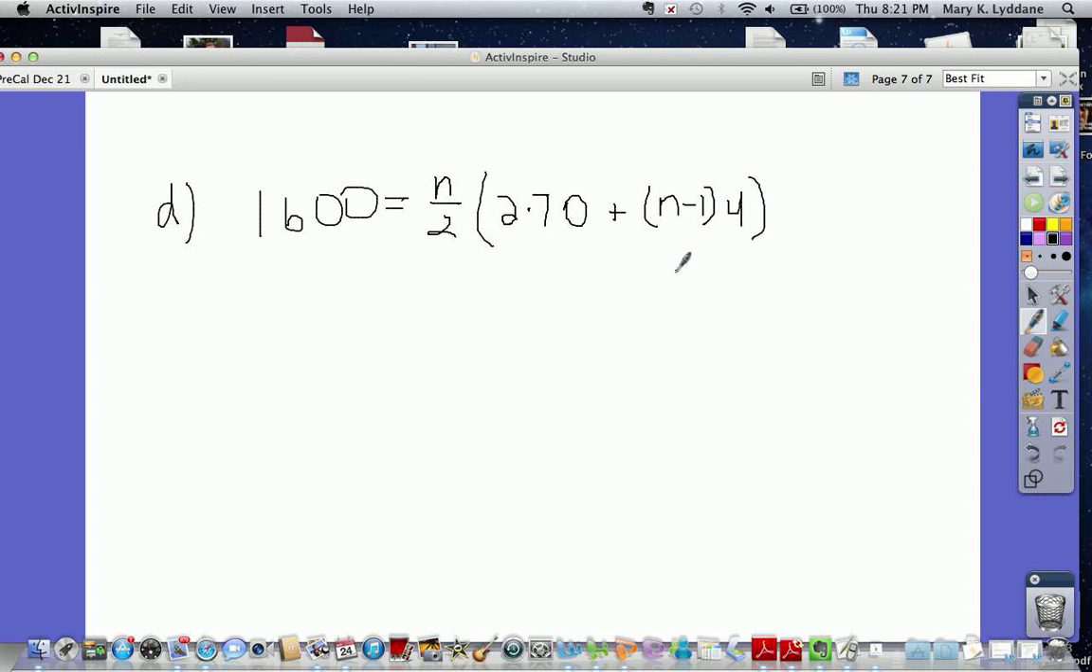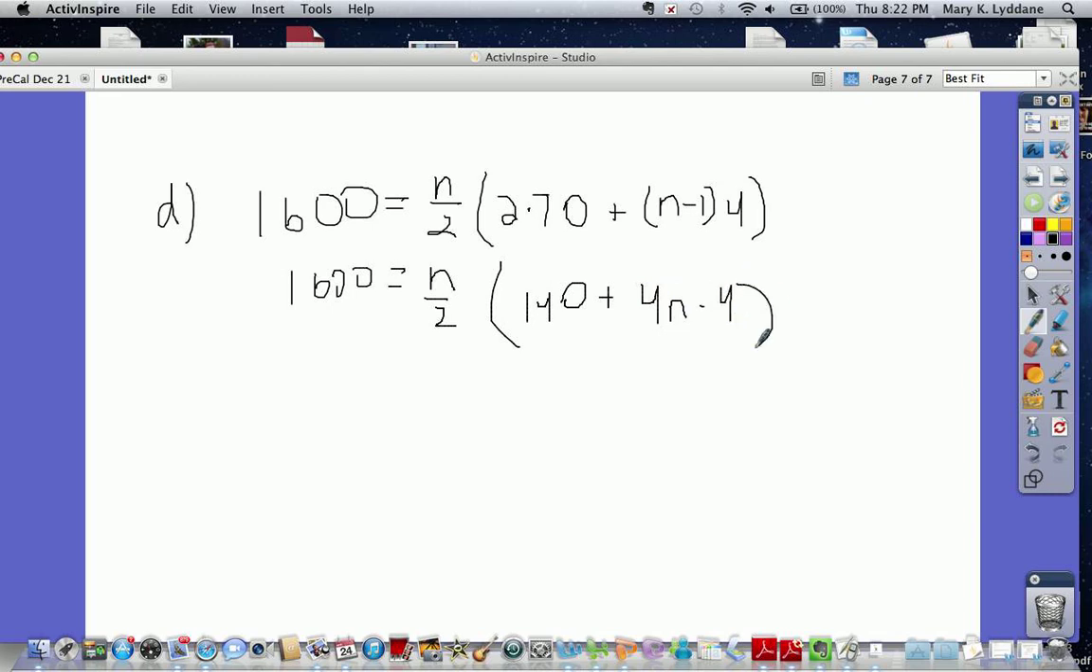All right, how are we going to solve this thing? So 1,600 is equal to n over 2. I should put an equal sign there. Oh dear, that looks really messy, doesn't it? 1,600 is equal to n divided by 2 times, let's see what we got. We've got 140 plus, now let's distribute, 4n minus 4.